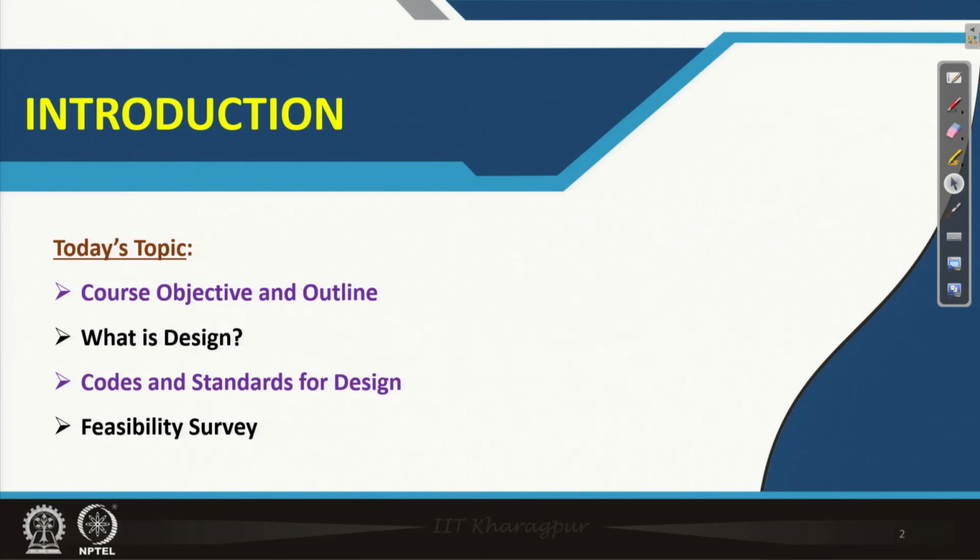As the name suggests, this course will cover two major aspects of chemical engineering: design of a chemical engineering plant and economic analysis of a chemical engineering process. So, let us start. Today we will first outline the course objectives, then we will briefly introduce what exactly chemical engineering design is. We will talk about codes and standards for design, and then we will briefly touch upon feasibility survey.